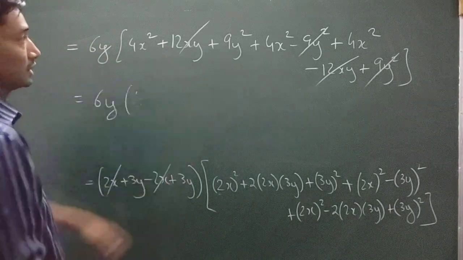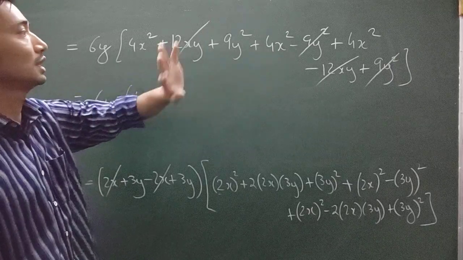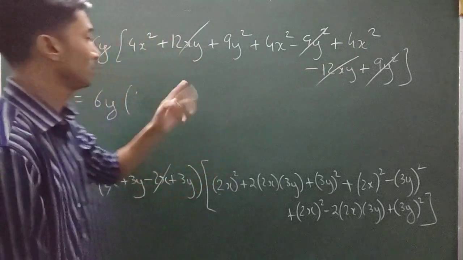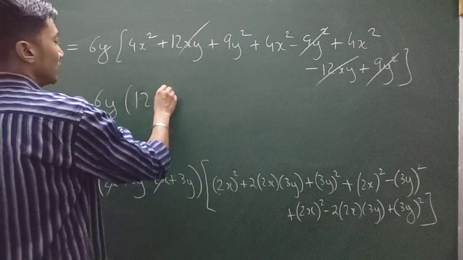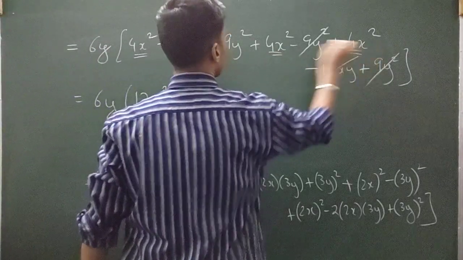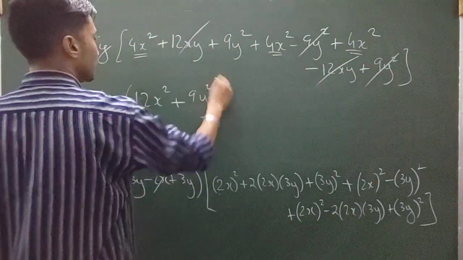So 12 plus minus 9 plus minus, done. So what is left? X squared, 4, 4, 4. So 4 plus 4 plus 4, 12x squared, and plus, so this is done, this is done, this is done, so only 9y squared is left.